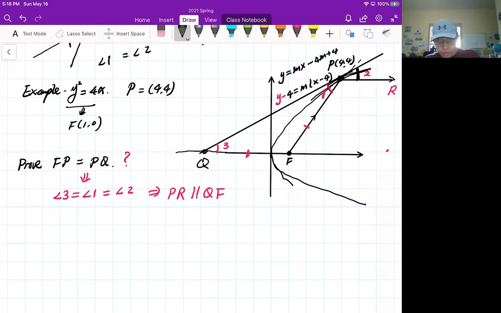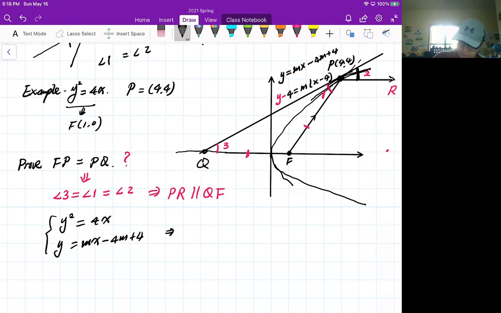But I also have the equation of the parabola. The parabola is y squared equals 4x, and I have y equal to mx minus 4m plus 4. So I get the equation here, right? And this equation has a unique solution because it's a tangent line. So this implies that we have the following. Let me write it down.